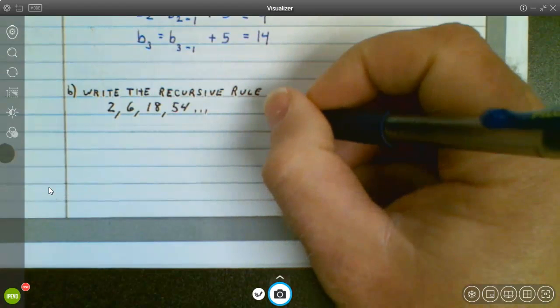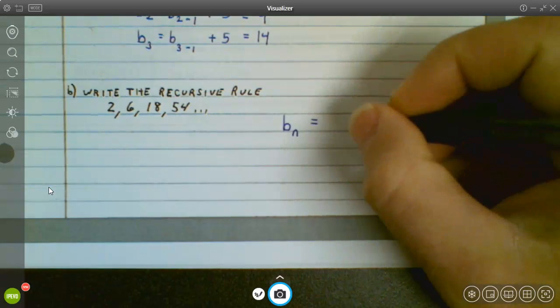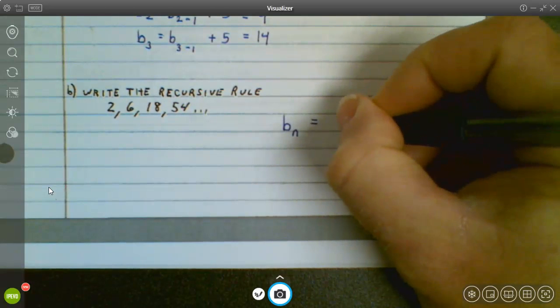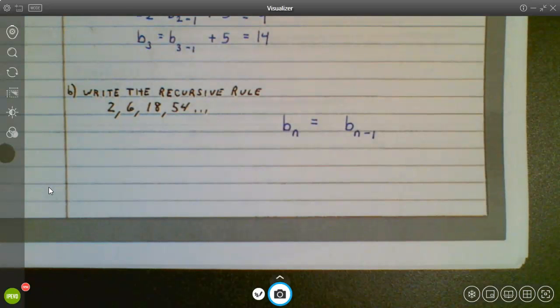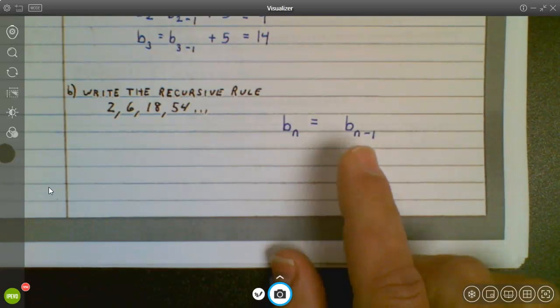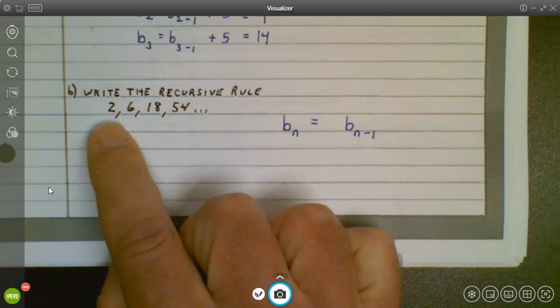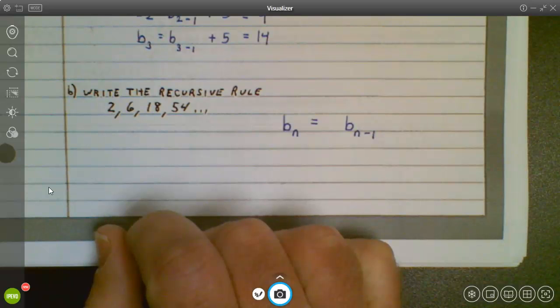We are looking to say that any term is equal to something related to the previous term, right? So whether it's adding something, multiplying something, whatever, we want to know how does each term relate to the previous term. Well, how did we get to 6 from 2? How did we get to 18 from 6? Right? On and on and on. What are we doing to each term to get the next term?